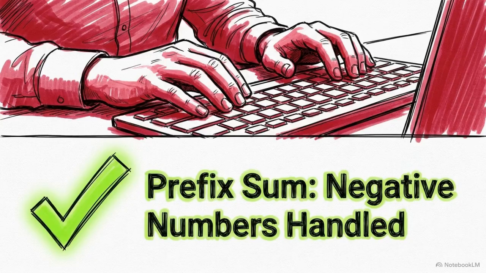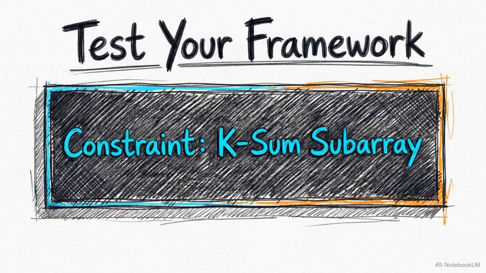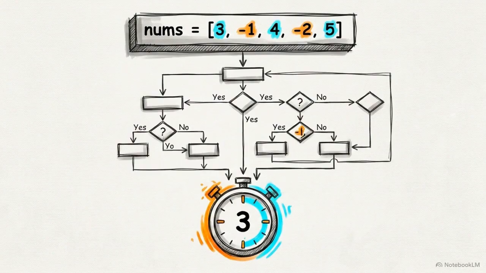Recognizing negative number constraints stops you from wasting 20 minutes debugging a sliding window solution that is structurally incapable of solving the problem. Let's test this framework. Read this prompt. Find the total number of continuous subarrays whose sum equals k inside an unsorted array that includes negative numbers. Pause the video and identify the two specific patterns required to solve this.